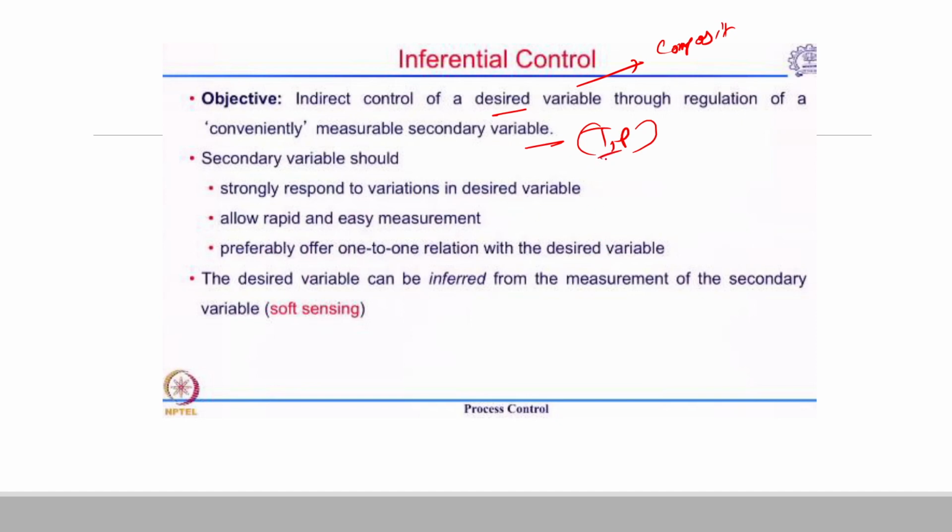Then, rapid and easy measurement of the temperature and pressure should be possible, and they should preferably have a one-to-one relation with the desired variable. When we say one-to-one, that is, corresponding to some fixed value of temperature and pressure, there should be only a single value of composition. Similarly, for a single value of composition, there should be only one corresponding temperature and pressure. Then ultimately the desired variable can be inferred from the measurement of the secondary variable, and this process we call soft sensing, and this soft sensor can be used to control the process.